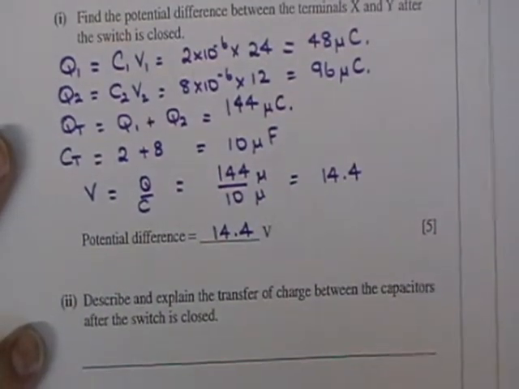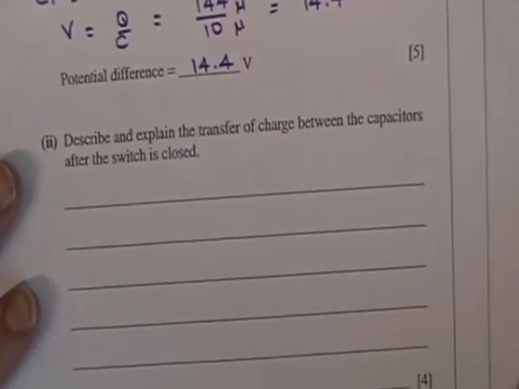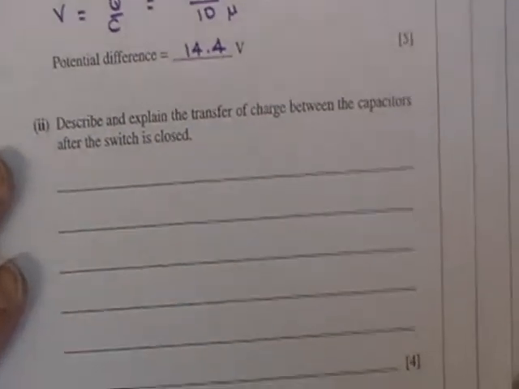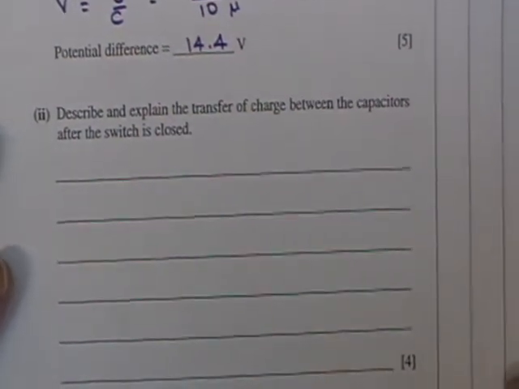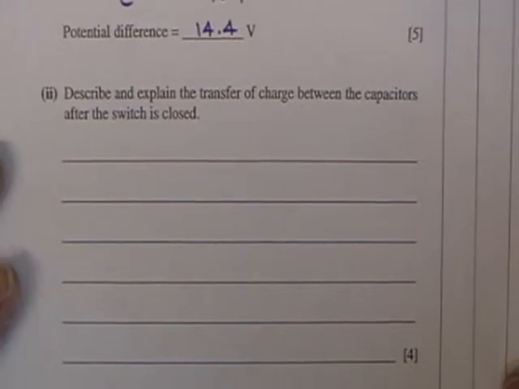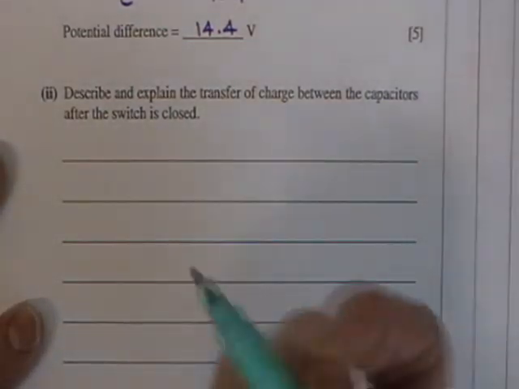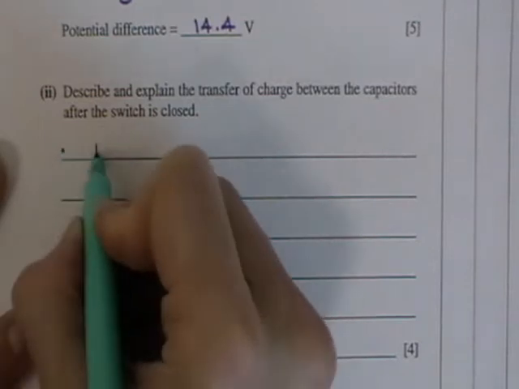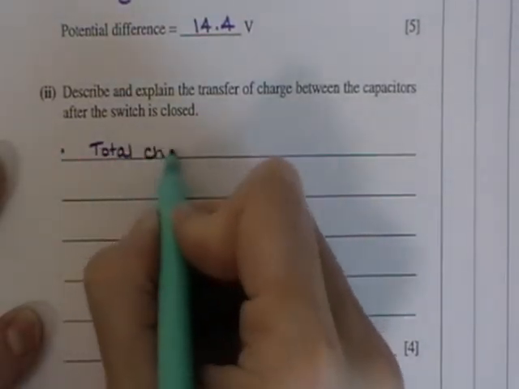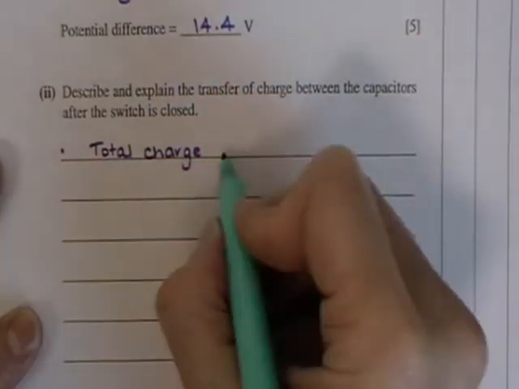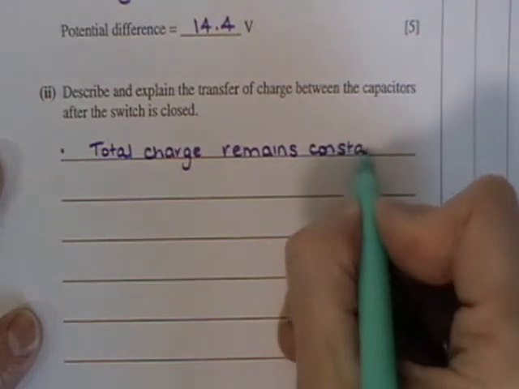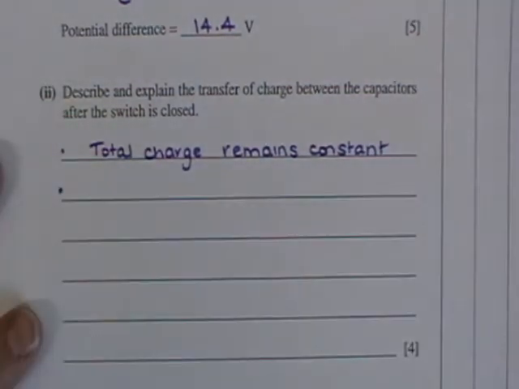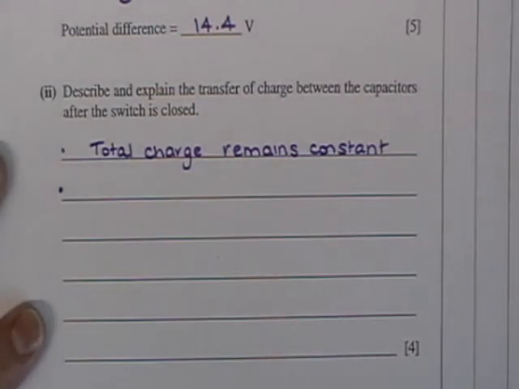Now, it says describe and explain the transfer of charge between the capacitors after the switch is closed, and there's 4 marks. So this was a pretty horrible question, I would say, last year. But if you've met this once, if you do meet something like this again, you will be able to do it. So explain the transfer of charge. First of all, you're going to say the total charge remains constant.